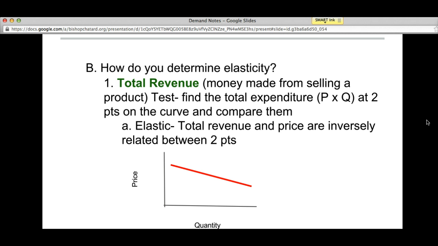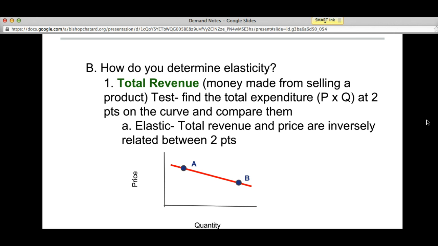Notice that the slope of my demand curve is almost horizontal. When you have an elastic demand curve, it's going to look like that. It's going to be almost horizontal, because as the price changes just a little bit, our quantity is going to go all the way out of whack and react a lot. Okay? So, we're going to pick out 2 points on our demand curve: point A here and point B there.